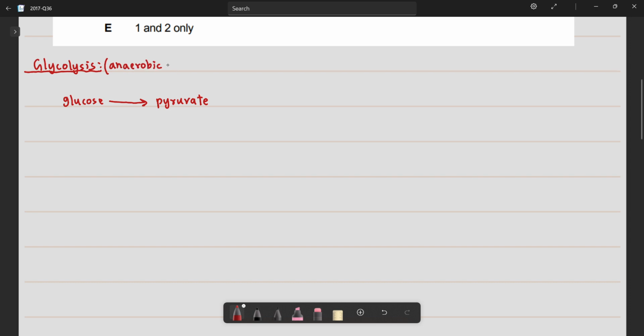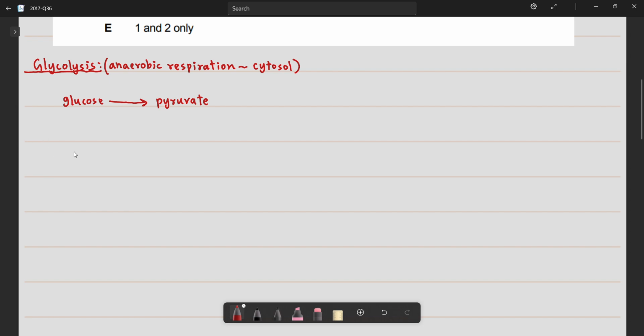So it's anaerobic respiration. And this reaction occurs in the cytoplasm of the cell, or you can say cytosol. Cytoplasm or cytosol, you can name it either. So cytosol is more specific. Okay, so in the cytoplasm of the cell, and it's anaerobic respiration, which does not require oxygen.